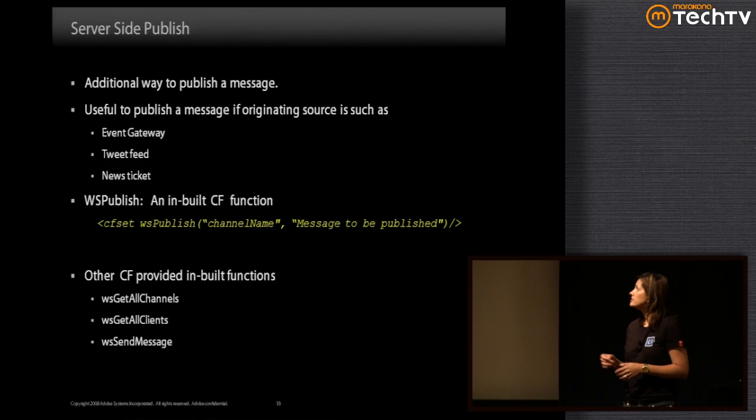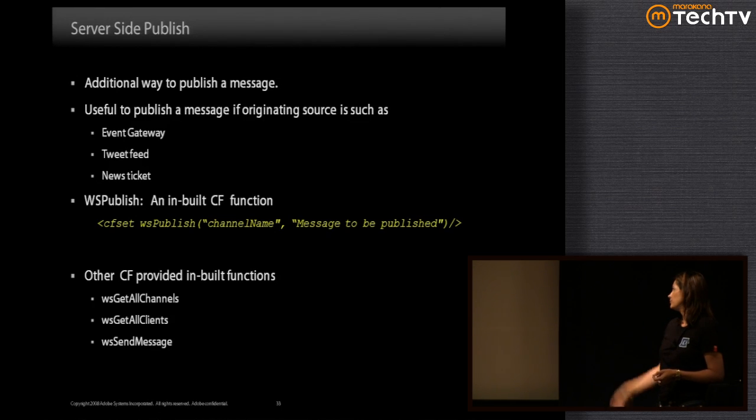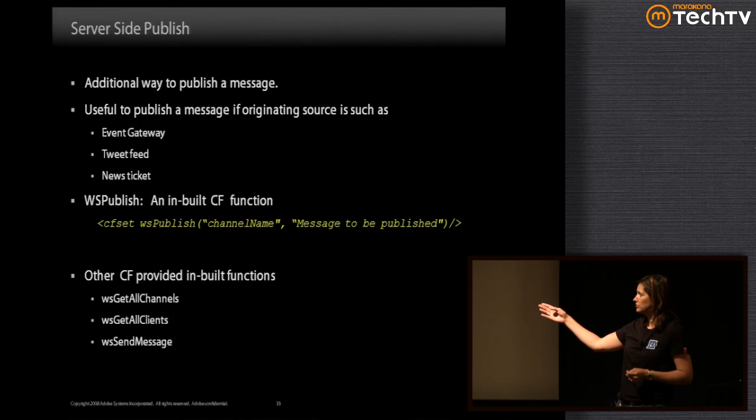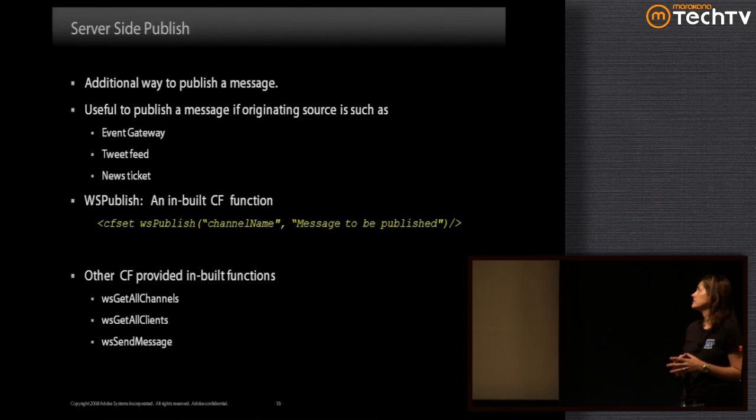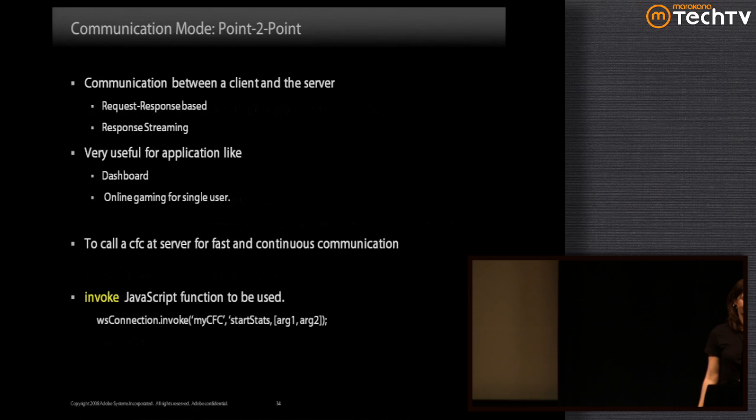But what we allow is a WS publish function in ColdFusion. You give it the name of the channel and the message to be published, and that's it. And then we also have additional built-in functions like get all channels, get all clients, and WS send message as well. So those are the publishing side of it.